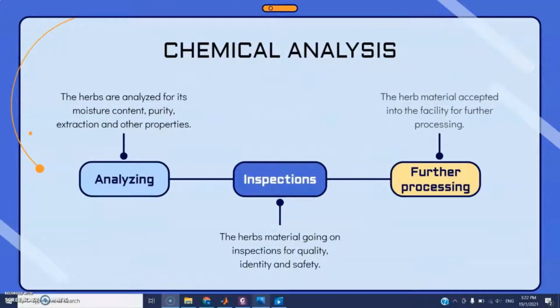For chemical analysis, the herbs are analyzed for their moisture content, purity, extraction, and other properties, and then they will go for inspection, where the herb material is inspected for quality, identity, and safety, and lastly for further processing, where the herb material is accepted into the facility for further processing.